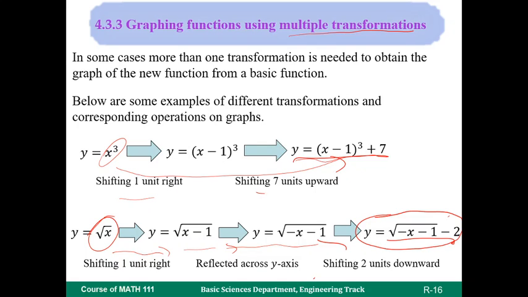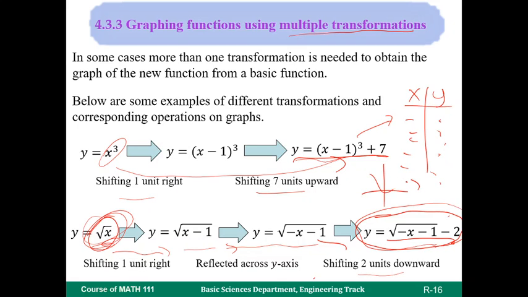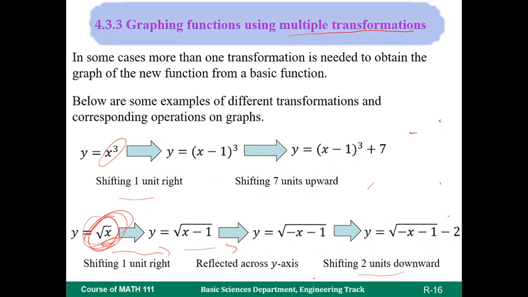By using different shiftings and reflections, we should be able to graph them with the help of the basic functions. Of course, we don't always close the door to plotting points on the XY plane. Yes, you can do the plotting and make the graph like that, it's okay. But what we want from you is to tell how to get the graph of this function from the basic function.